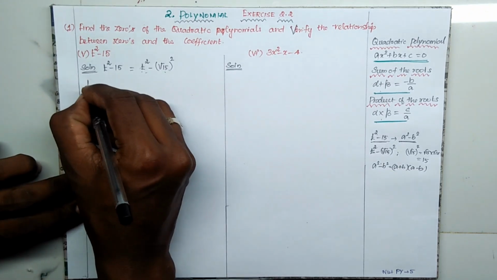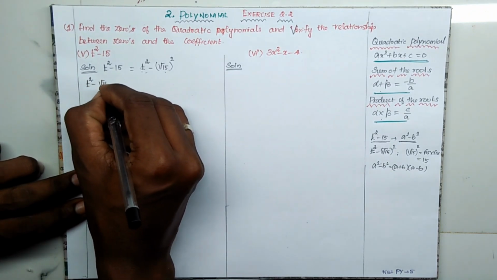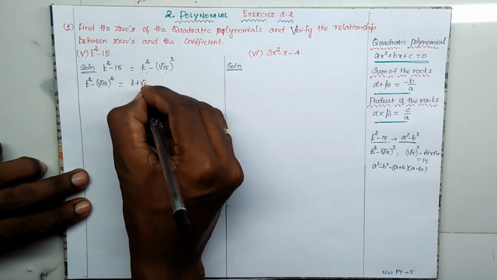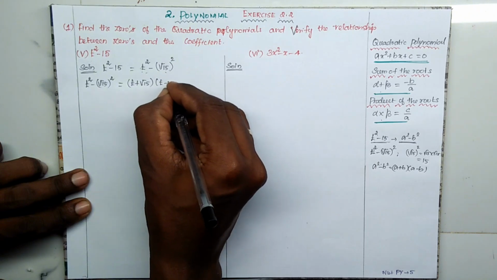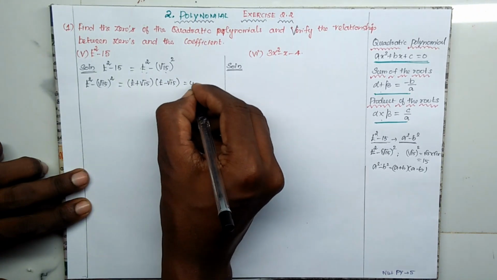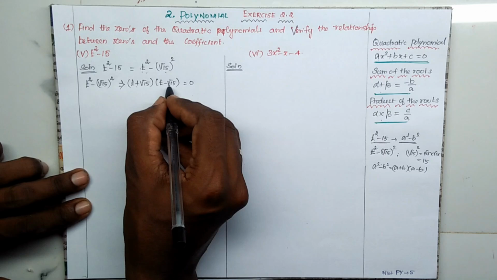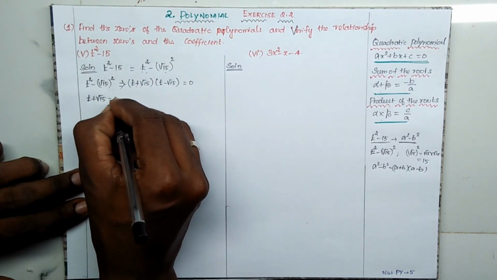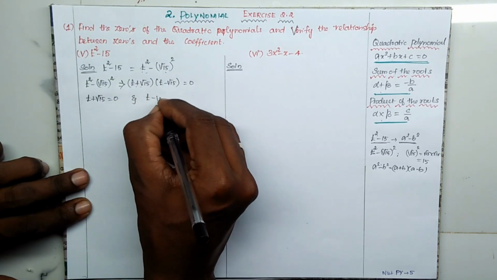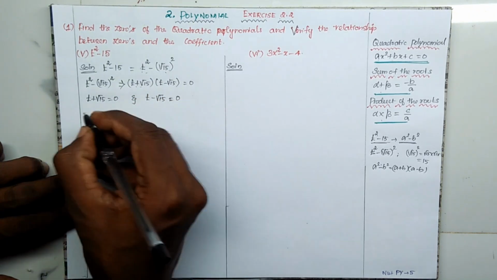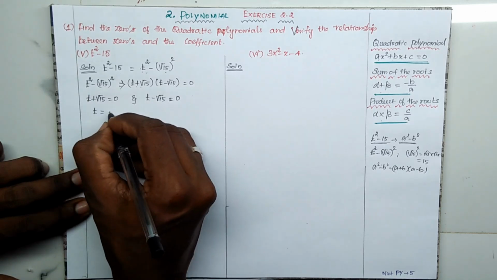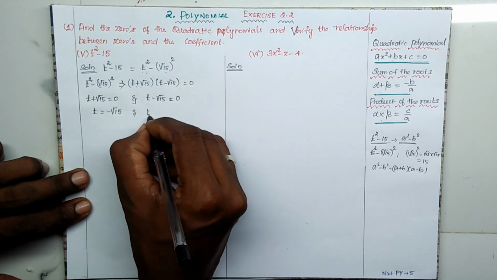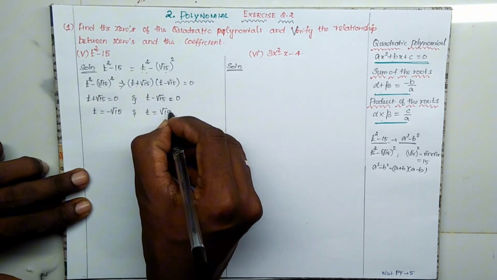So a square minus b square can be written as a plus b into a minus b. So here t square minus root 15 the whole square is written as t plus root 15 into t minus root 15, and if we equate this to 0, we get two roots: t plus root 15 is equal to 0 and t minus root 15 is equal to 0. Now we can get the value of t. So t is equal to minus root 15 and t is equal to plus root 15.